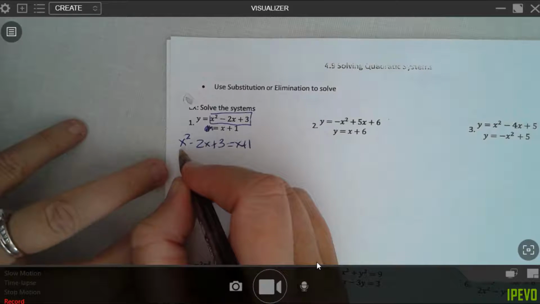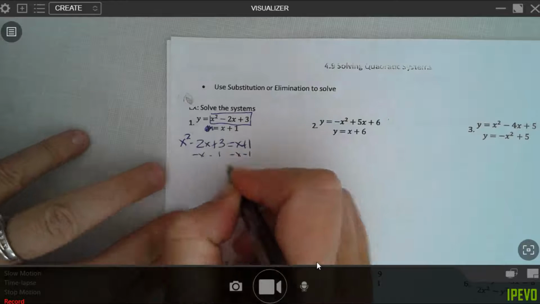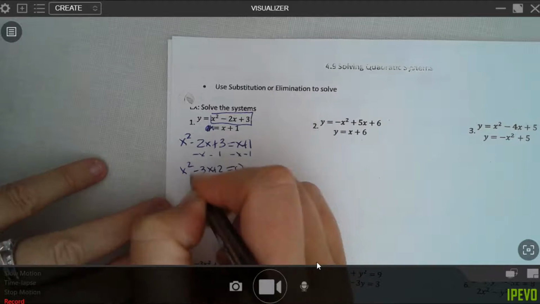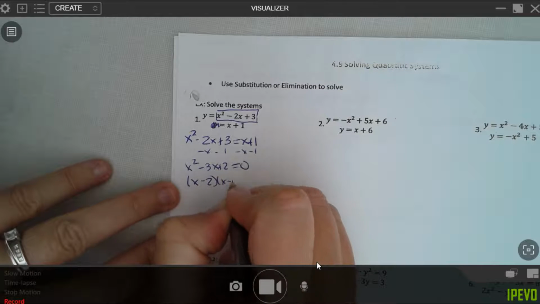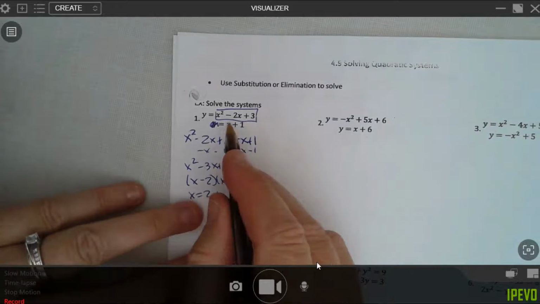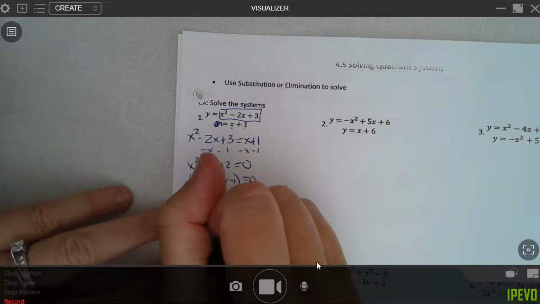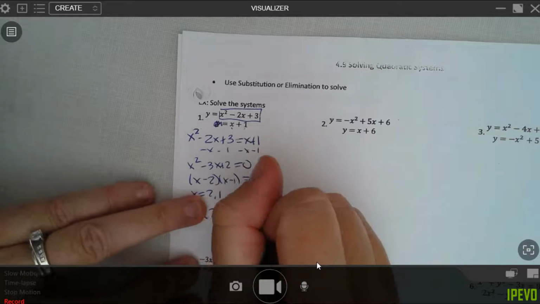Whenever there's a quadratic with an x squared and an x, you have to get it to equal 0. So I'm going to move these over. So I have x squared minus 3x plus 2 equals 0. I'm going to factor this. Factors of 2 that add to negative 3. So my x's are 2 and 1. So I'm going to plug each one in individually. I'll plug it in here because it's easier. So 2 plus 1 is 3. So (2, 3) is one point. Plug in 1. 1 plus 1 is 2.